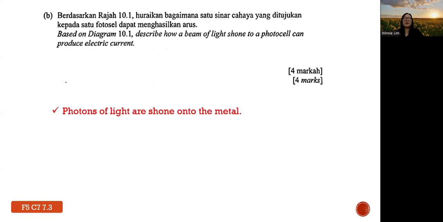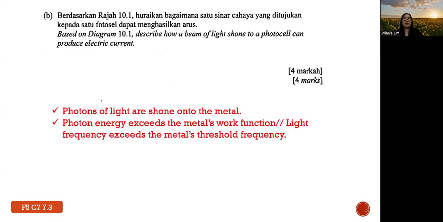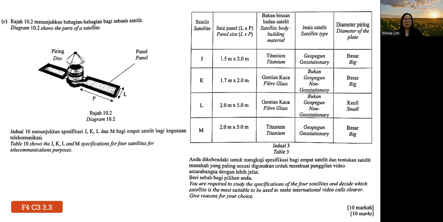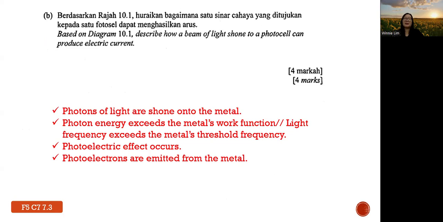Firstly, we shine the light, the photons are shone onto the metal. If the frequency of this photon energy exceeds the threshold frequency, or exceeds the work function of the metal, then the photoelectric effect occurs. Photoelectrons are emitted, so they are emitted as the current. So this is how you gain the 4 marks for conceptual questions.